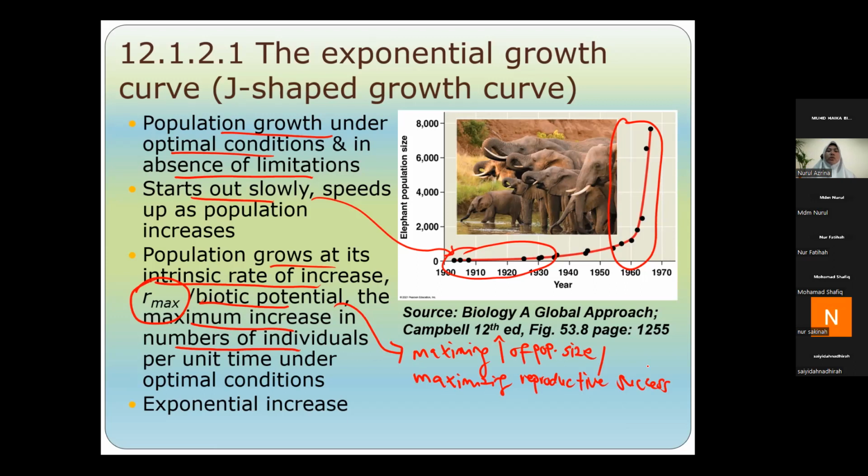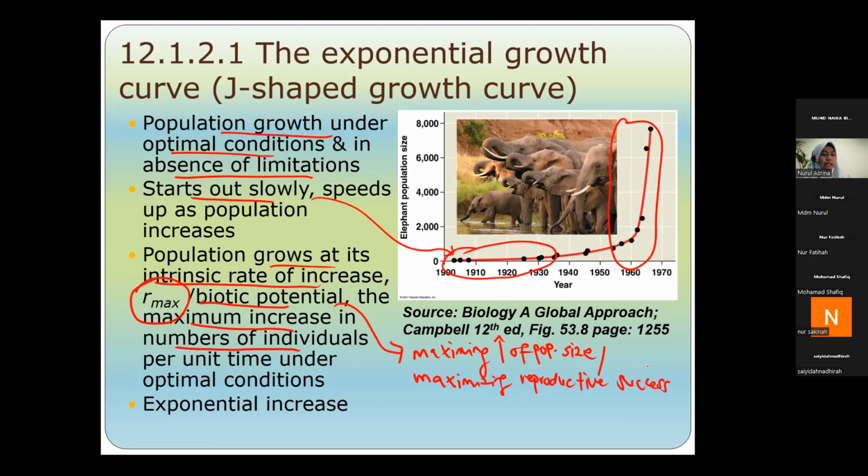All right. So it's due to abundance of resources, so they will grow at the maximum rate, in other words, to maximize the number of individuals under this optimal condition. Okay. So that is the J-shaped curve.